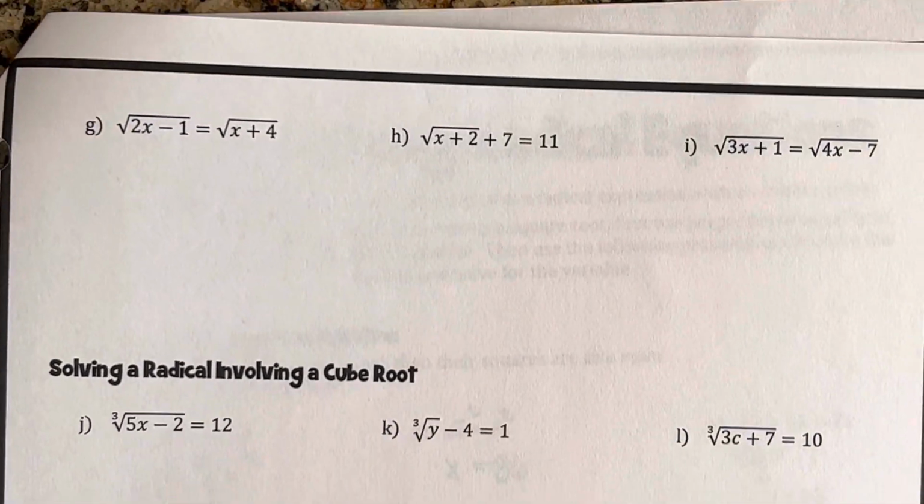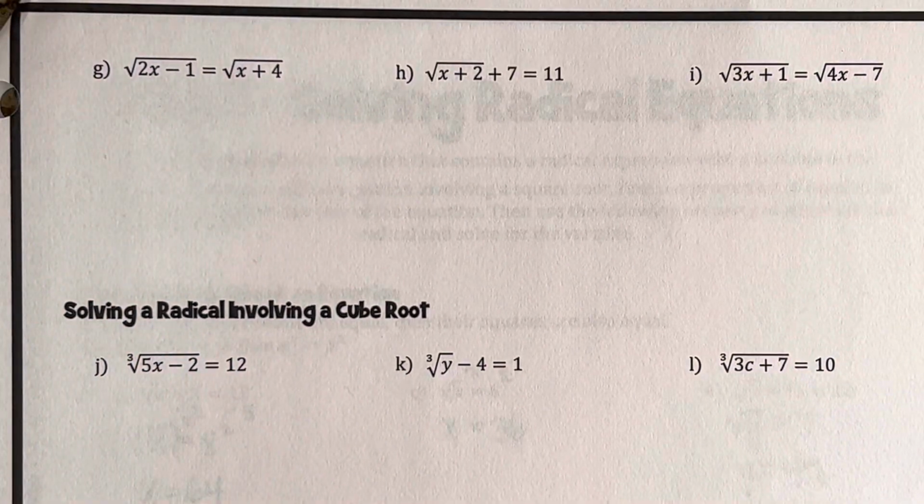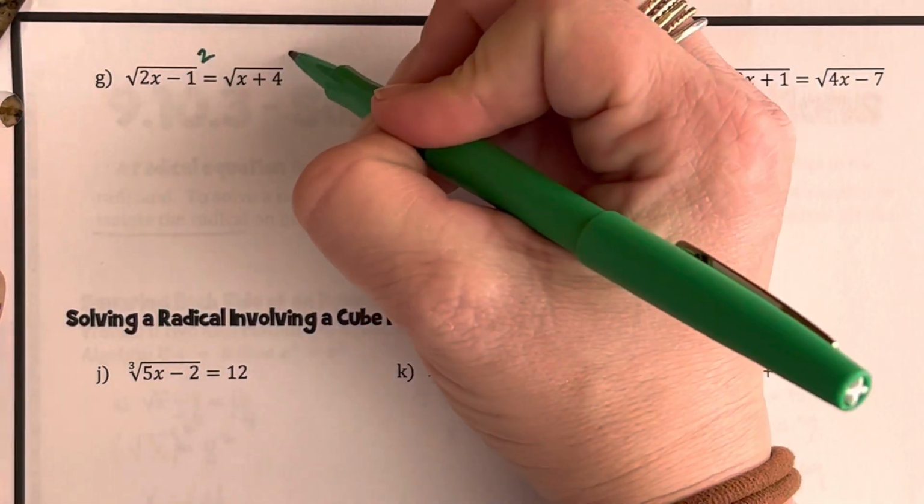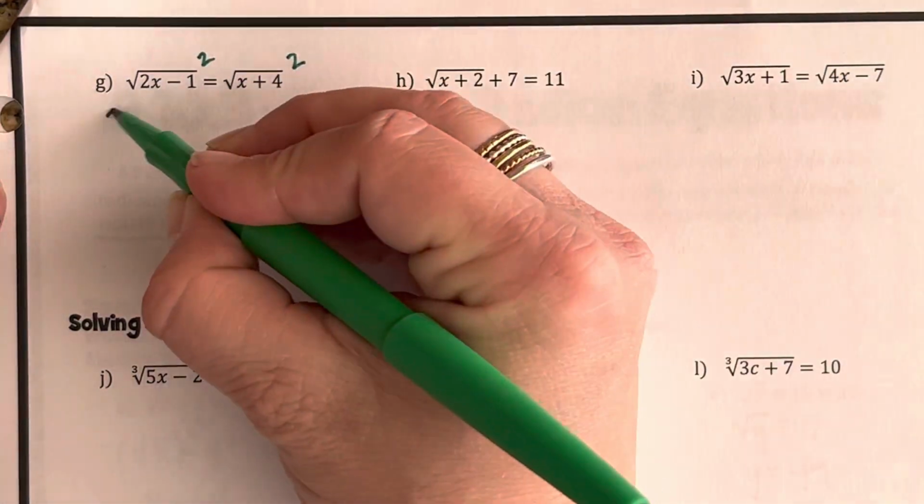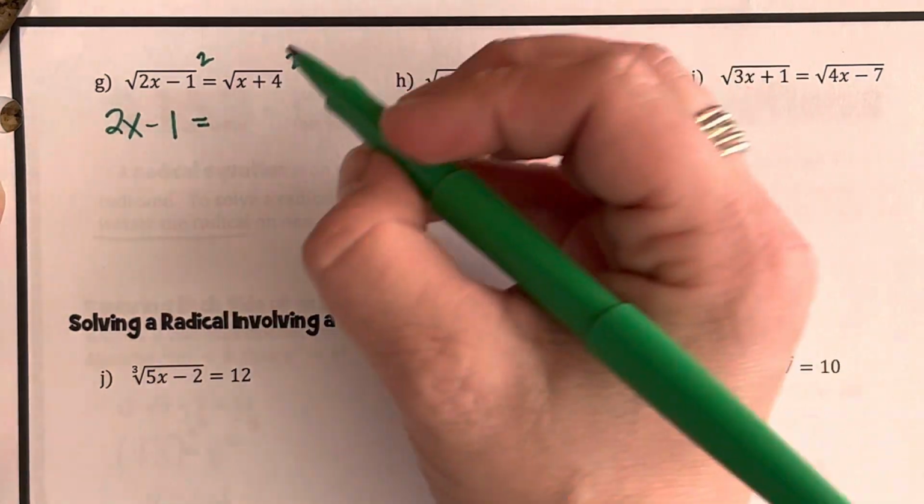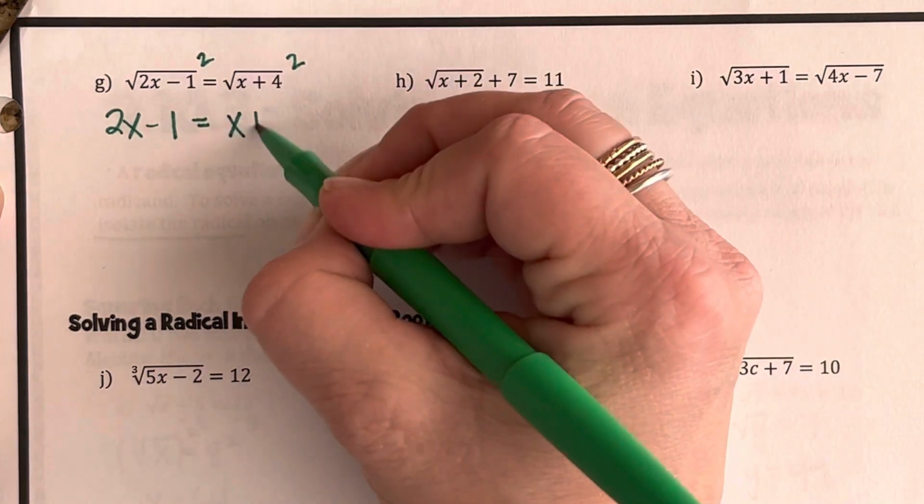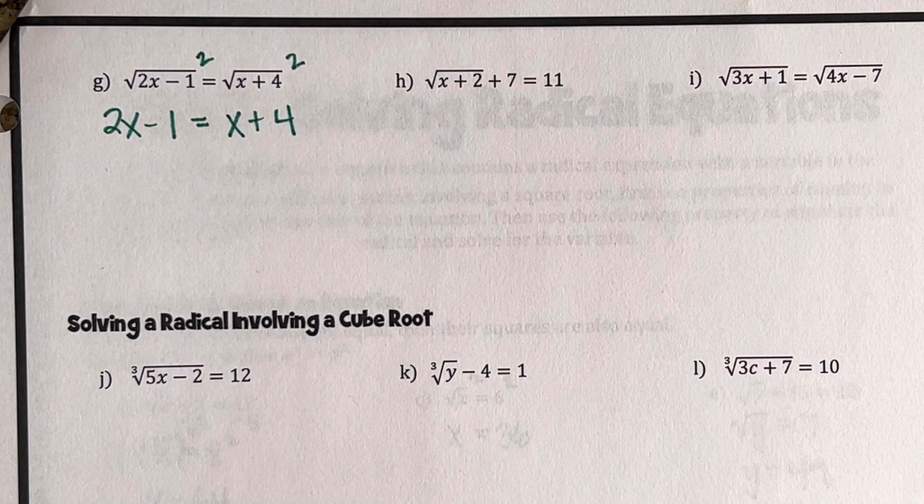Okay, so is the radicand isolated? Is it just the square root of x or the square root of something? Yes. So we're going to do the same process. We're going to square both sides. So the square root of 2x minus 1 times the square root of 2x minus 1 is 2x minus 1. And then the square root of x plus 4 squared is x plus 4. Now it's just a regular equation. Okay, I have variables on both sides of my equal sign.